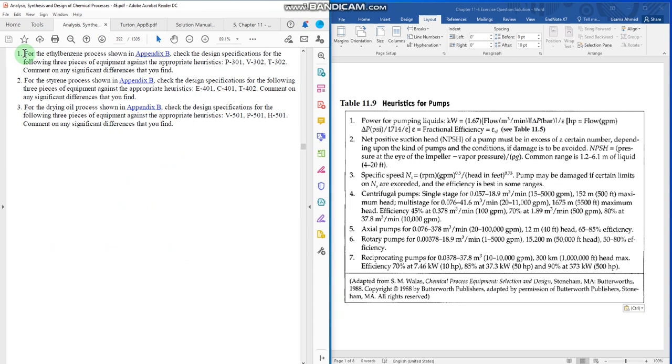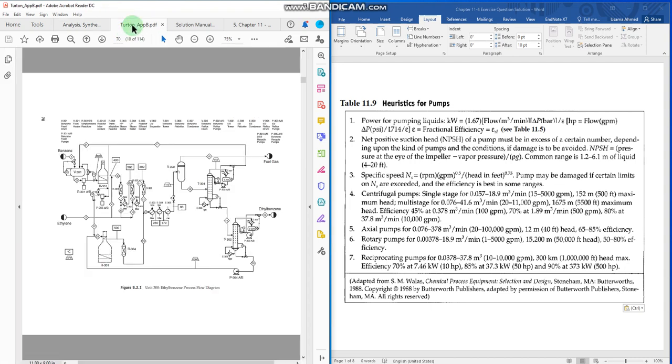Okay, so the question here: for the ethyl benzene process as shown in the appendix B. So there is an ethyl benzene process which is given in the appendix B of your book. Check the design specifications for the following three pieces of equipment against the appropriate heuristics: pump P301, vessel V302, tower T302. Comment on any significant differences that you find. Okay, so this is the problem statement that we have, and we will apply the heuristics on the pumps, vessels, and the towers, and we will see how much closer results we can get by applying the heuristics.